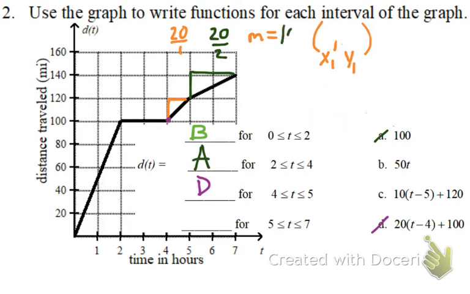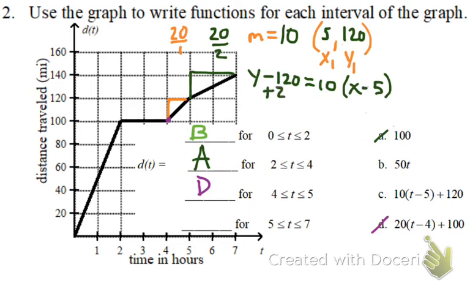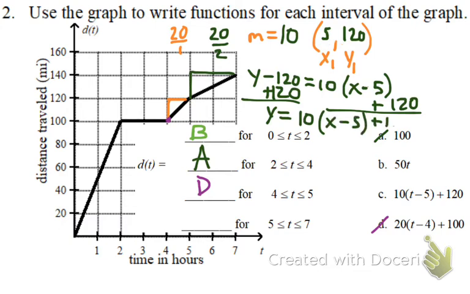So our slope is 10. The leftmost point would be (5, 120). Substitute into the point-slope formula: y sub 1 is 120, m is 10, and then x minus 5. We need the y to be by itself, so we'll add 120 to each side. And so we'll have y equals 10 times (x minus 5), plus 120. So you'll see that that's a match for choice C.